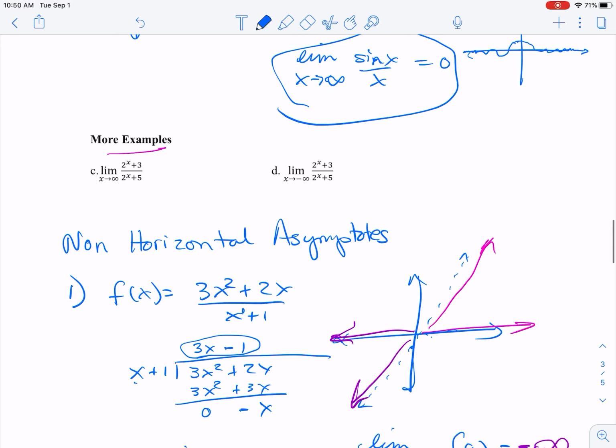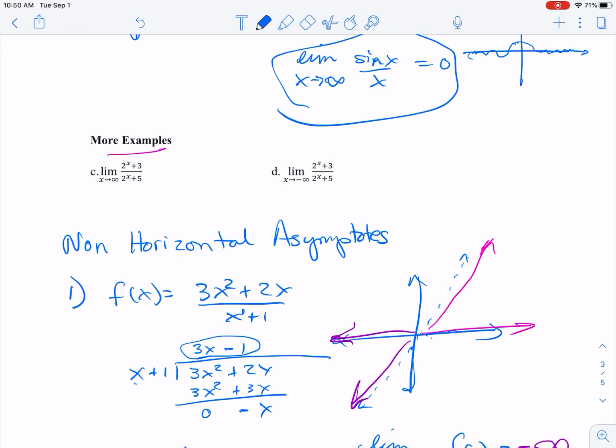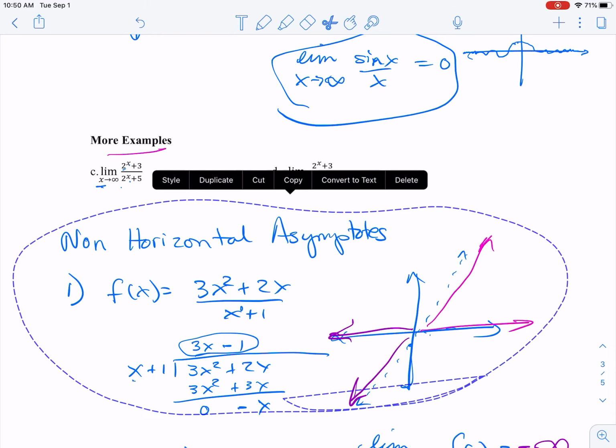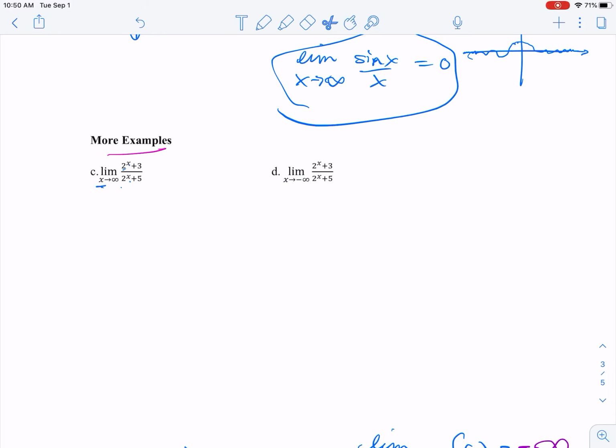Now, these, I've got 2 to the x. So the x is an exponent. It's not x to the r. X is in the exponent. Let's get rid of this because those were the notes you took the last time. X is getting huge.